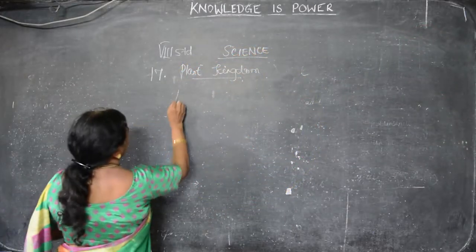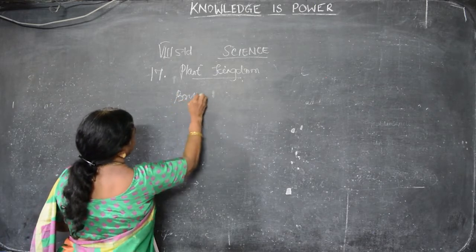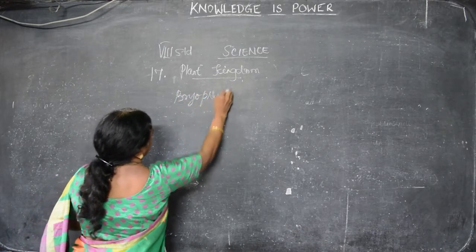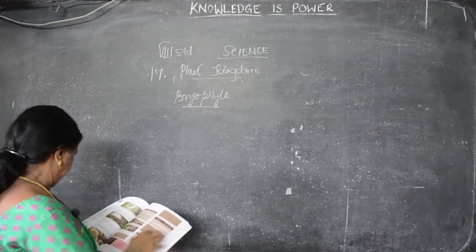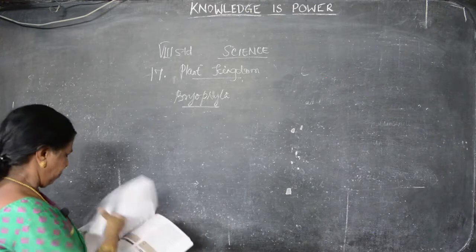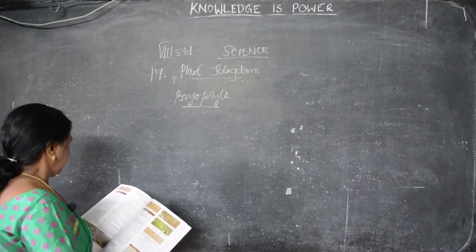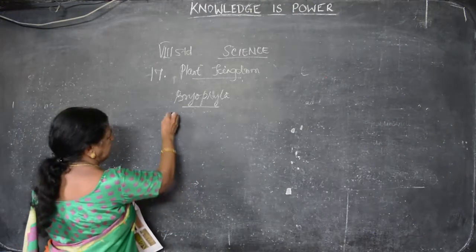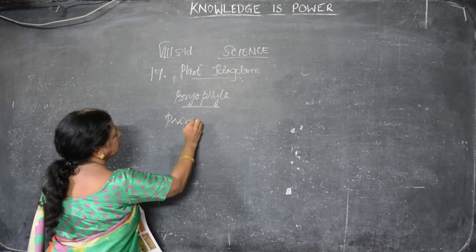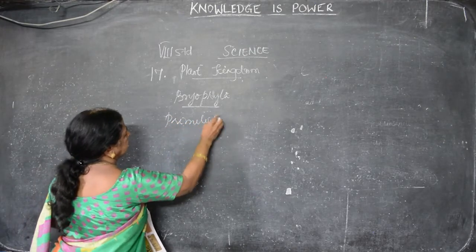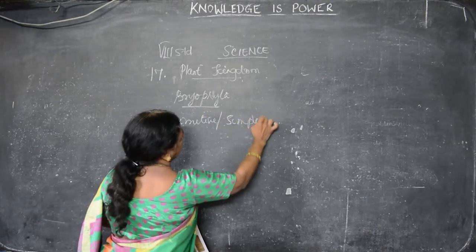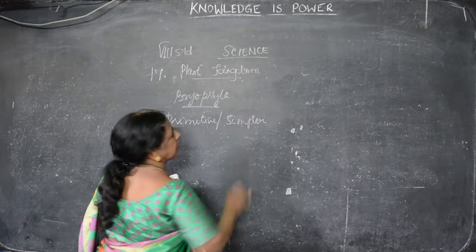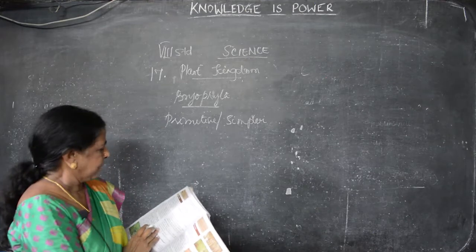Next we have to see bryophytes. They are also primitive plants only. Simpler plants, primitive and simpler. That is, the cell structure is not complicated, very easy.